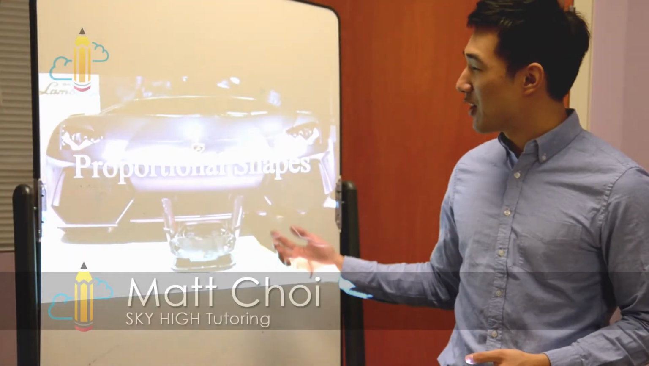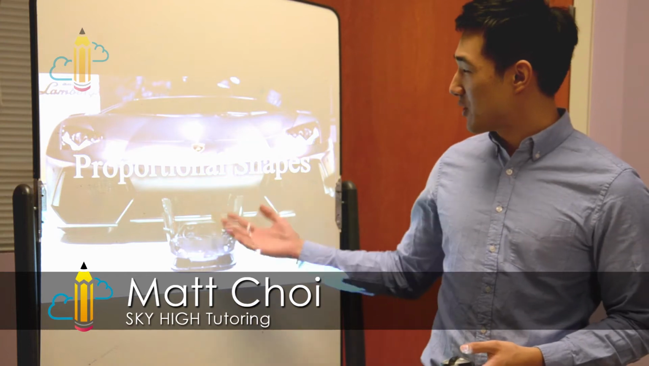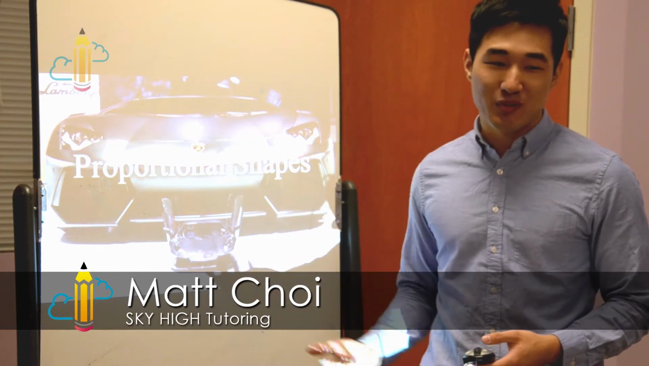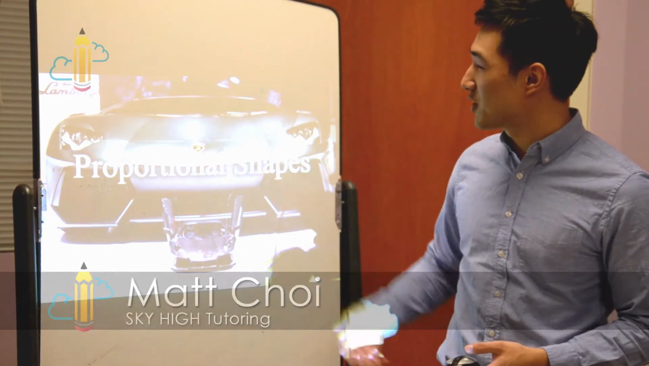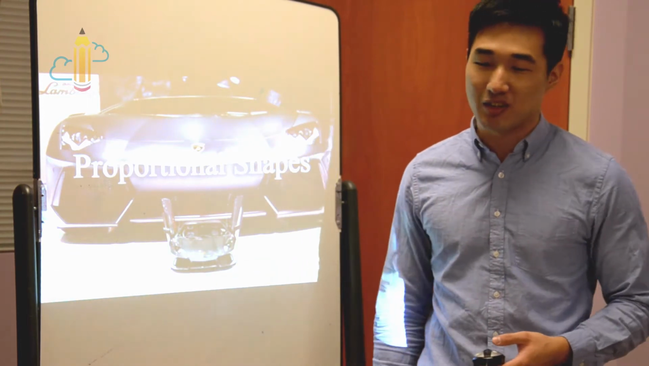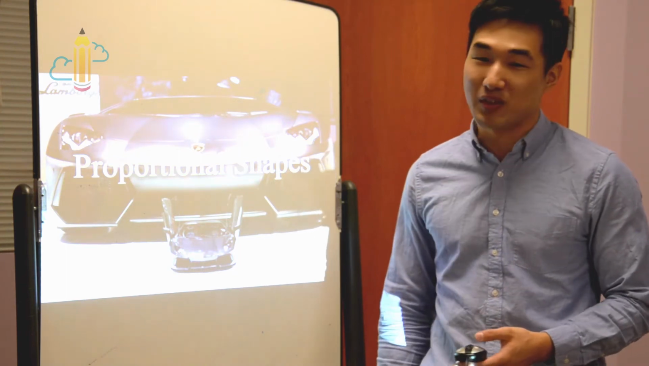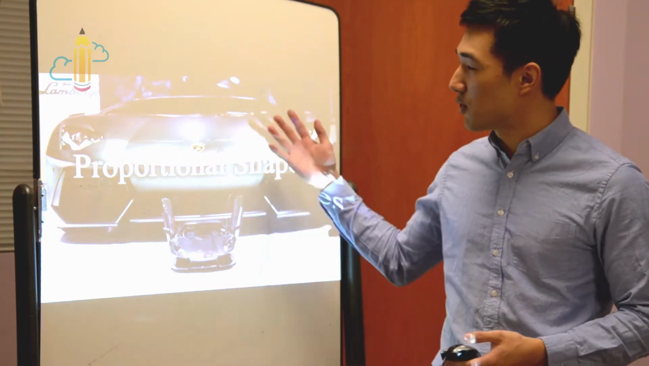Alright, so today we're going to learn about proportional shapes, okay? A concept which is demonstrated by this picture of two Lamborghinis, one that's life size and one that's proportional to the life size, and it's at a, I don't know, 3 to 10 ratio or whatever. Okay, so that's called proportional, okay?